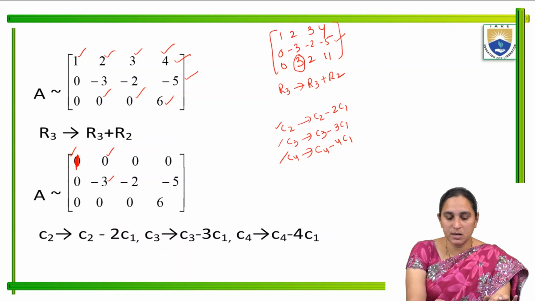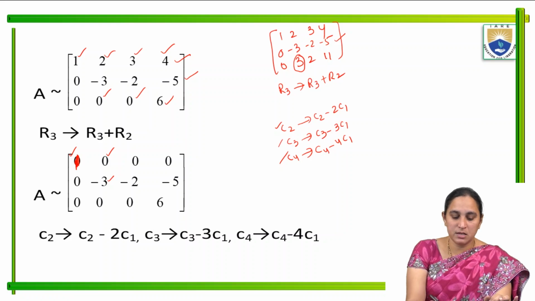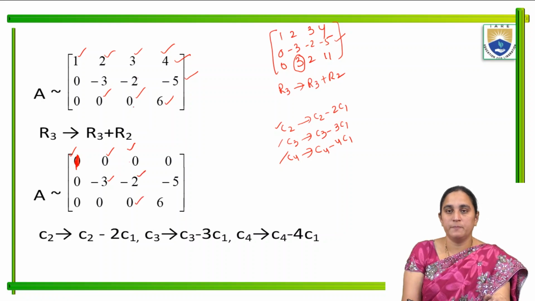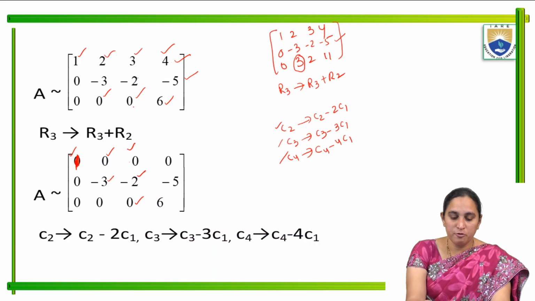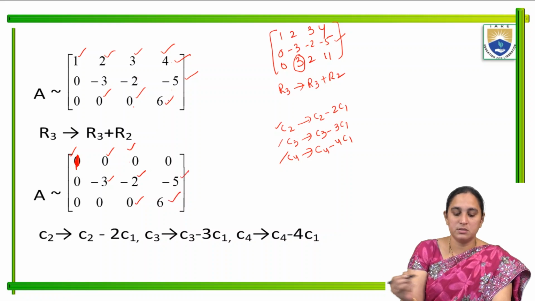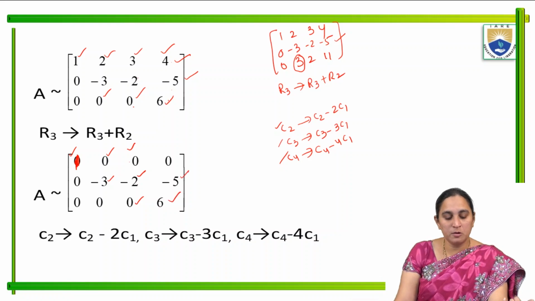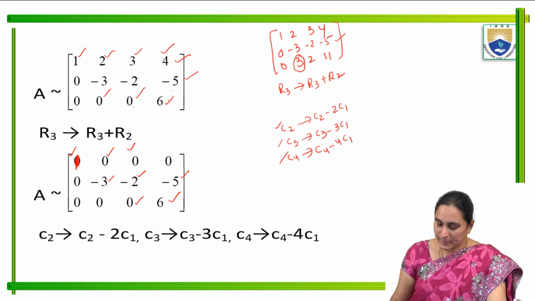Similarly, here in the third column with respect to C1, 3 minus 3, there 0. And minus 2 minus 0, that is minus 2. 0 minus 0, 0. And similarly, there 4 minus 4, 0. And minus 5 minus 0, minus 5. And 6 minus 0, 6. After applying the column operations, then C1, C2, C3 first elements are zeros.